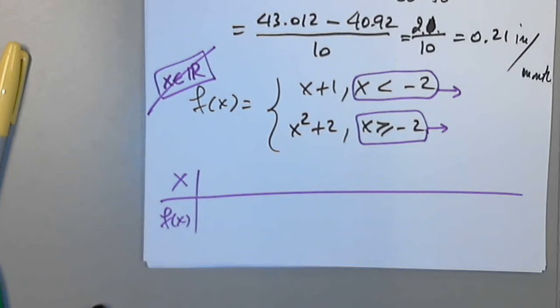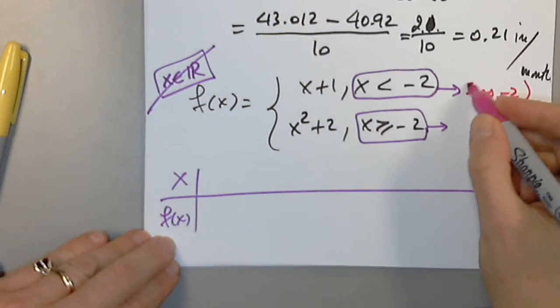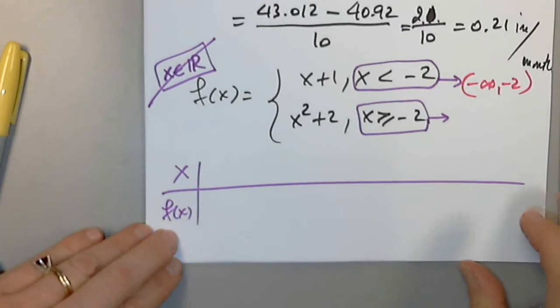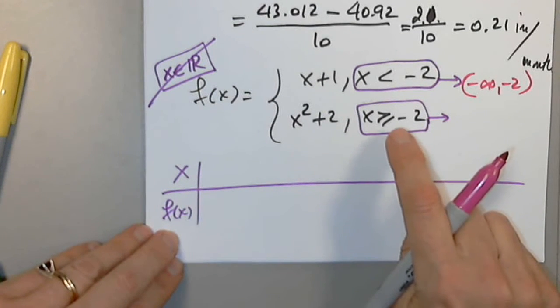Good. Negative infinity to -2, with a parenthesis. Thank you, Eddie. Okay, yes, you're right. Perfect. What about this one?